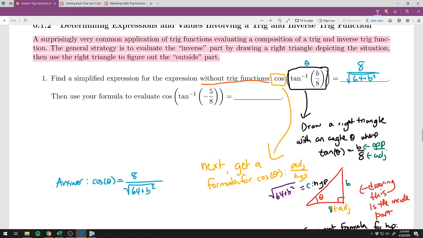All right, so once again, I have the general strategy outlined here. You take the inverse part on the inside, you draw a right triangle. You're almost always going to have to figure out the third side using the Pythagorean theorem, and then you figure out the outside part. All right, now to get part B, cosine of tangent inverse of -5 over 8, we plug in -5 for b, because that's exactly what this is.